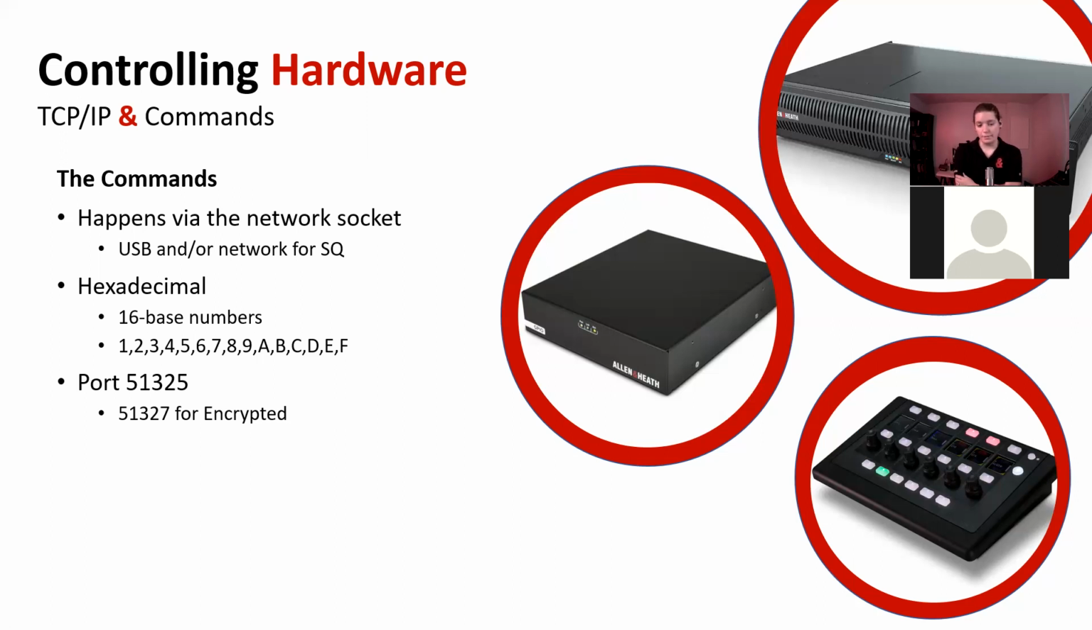It goes from 1, 2, 3, 4, 5, 6, 7, 8, 9. That all looks normal. And then suddenly we're on A, B, C, D, E, and F. So A actually means 10, B is 11, C is 12, and so on. It's just a way for us to have more numbers, larger numbers, without taking up any more space.